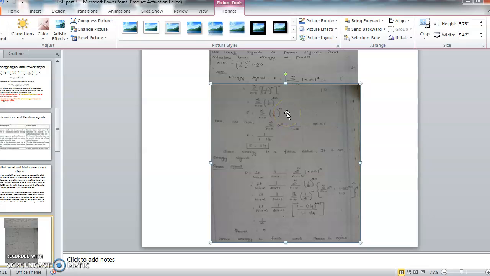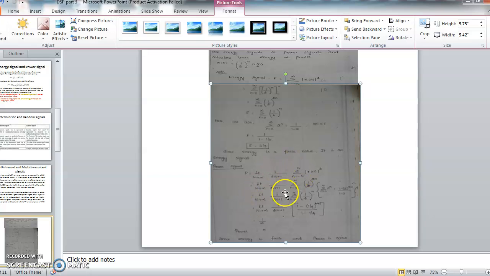Here one more formula you have to remember: the sum from n equal to 0 to infinity of a^n equals 1 by 1 minus a, provided modulus of a is less than 1. Using this formula and substituting here, we get E is equal to 1 by 1 minus a, where a is 1 by 4. So 1 by 1 minus 1 by 4, which is equal to 4 by 3. So we got a finite value for energy. Since it is a finite value, it is an energy signal. Let us check for power.